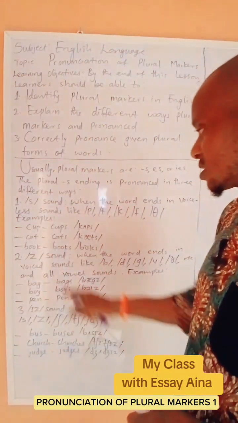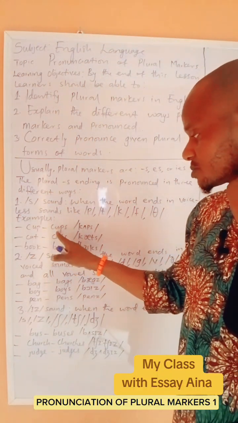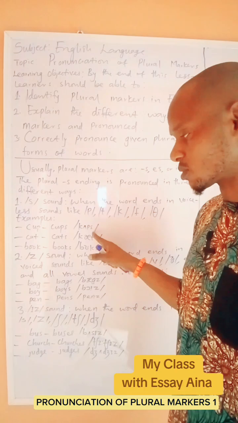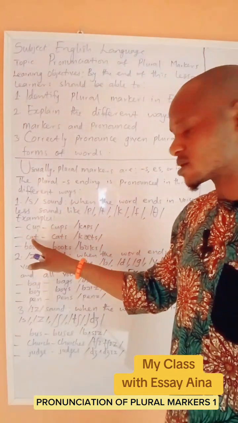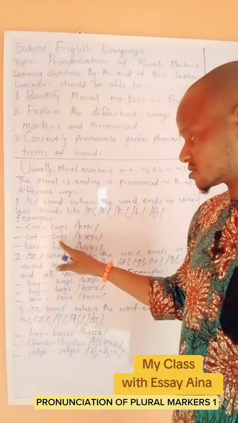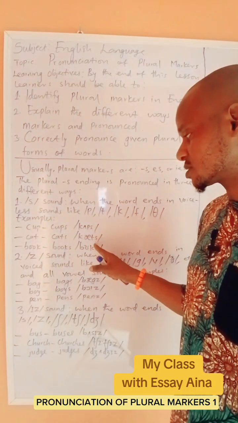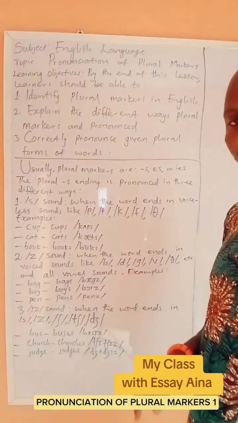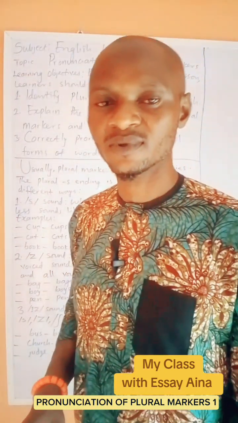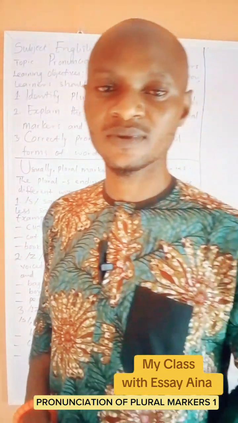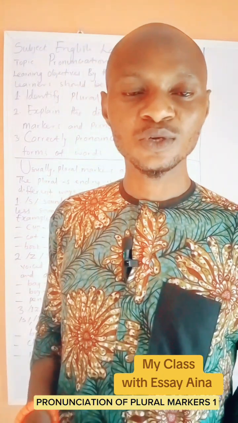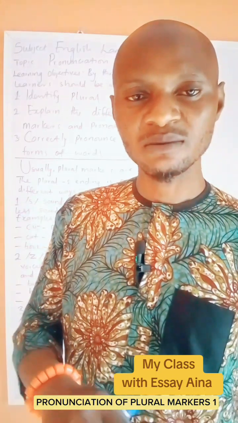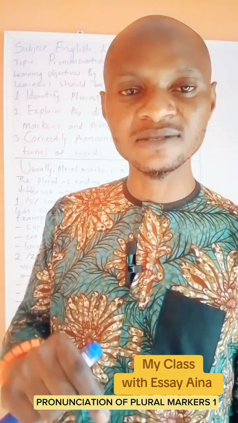For instance, cap, caps. This is the phonetic transcription of the word. Cat, cats. Book, books. Number two, you also pronounce the plural marker as z.